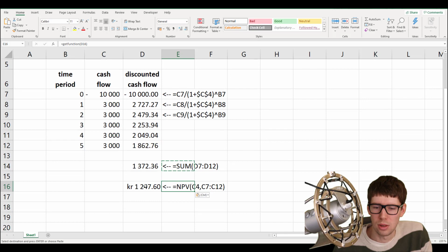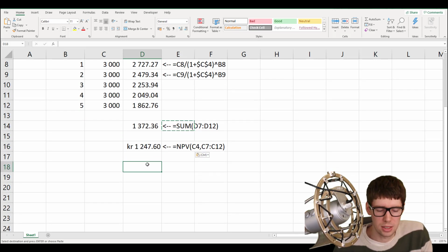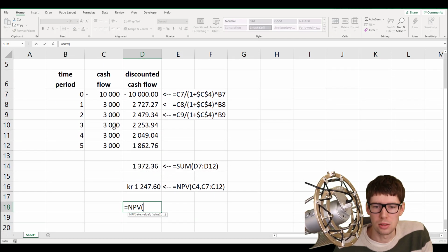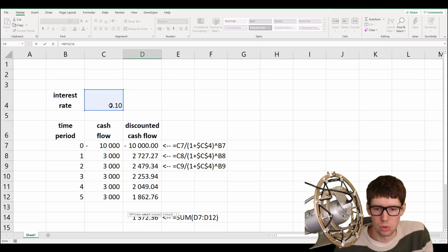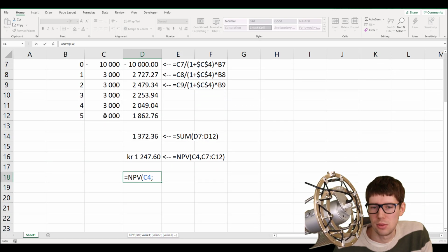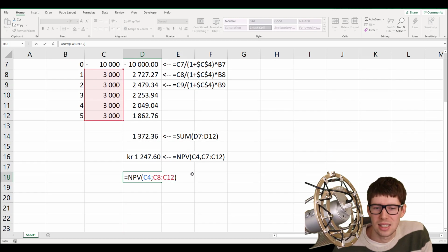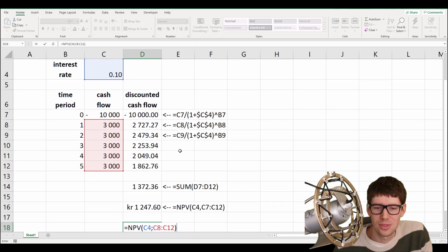So there are 2 things we can do here. We can either modify this one, just fix it, or we can make our very own function using VBA, which I already showed you how to do. So let's try to fix it first. With NPV, one method would be to not select the initial cash flow, the investment cost, but rather select all the future cash flows, and then subtract the investment cost.